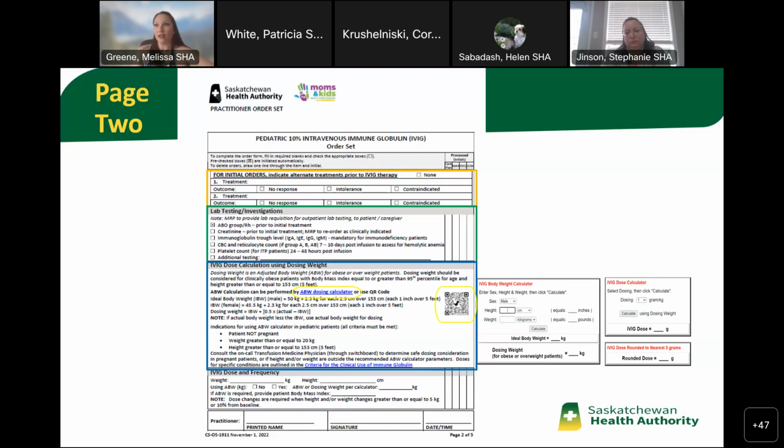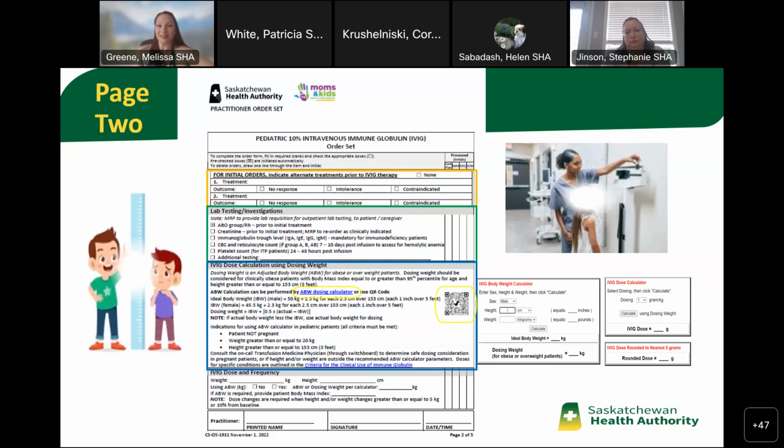And then over here, you can calculate the IVIG dose if you want to do 1 gram per kilogram, or if it goes down to 0.4 or even 2 grams. However you want to enter that in, you can get that information. Because we're talking about pediatrics, their height and weight might not meet the criteria for the calculator. So we'll talk about that on the next slide.